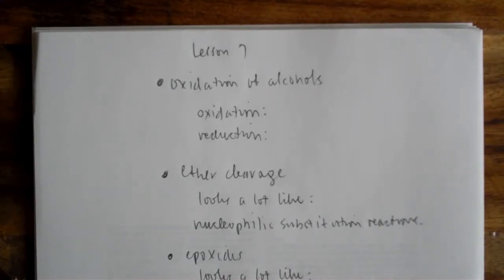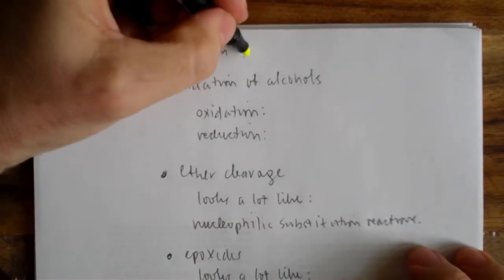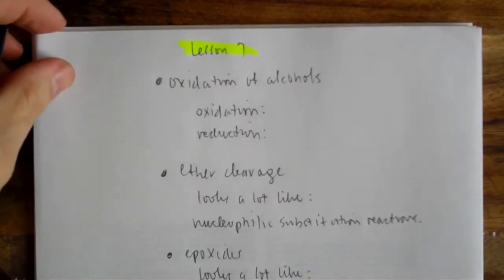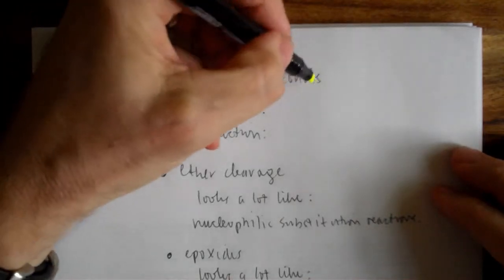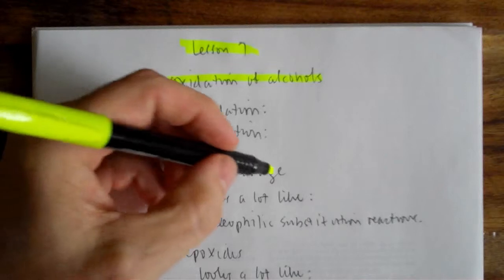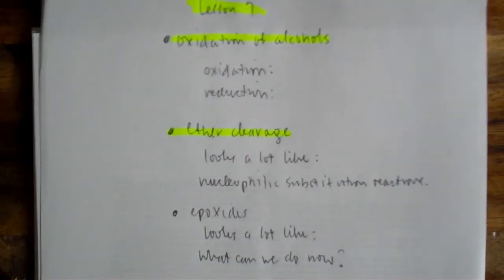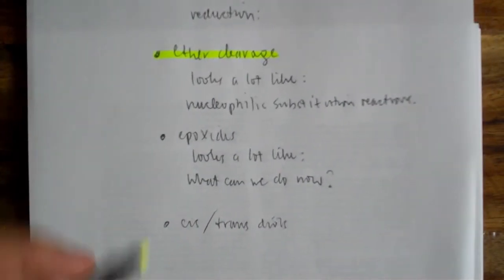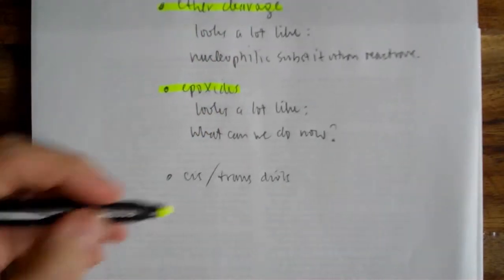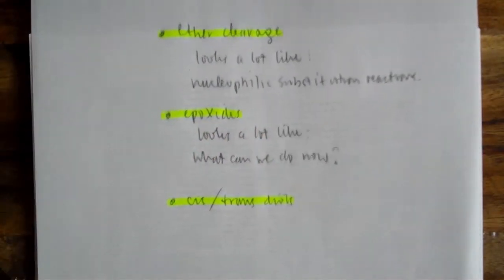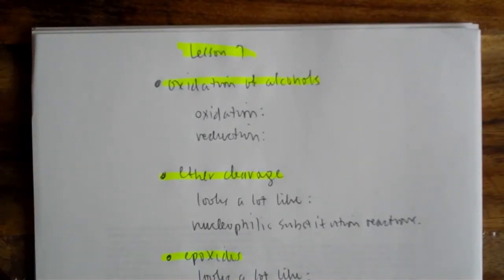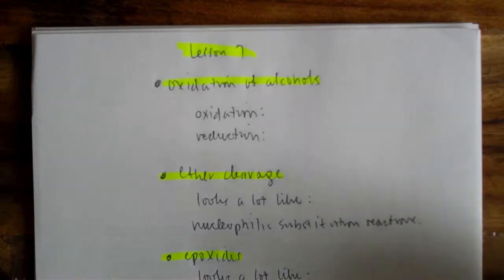So we're doing lesson 7 here. And there are four objectives that we have in lesson 7. They're roughly this: oxidation of alcohols, ether cleavage, how we're going to cleave ethers, epoxides, and cis-trans diols.